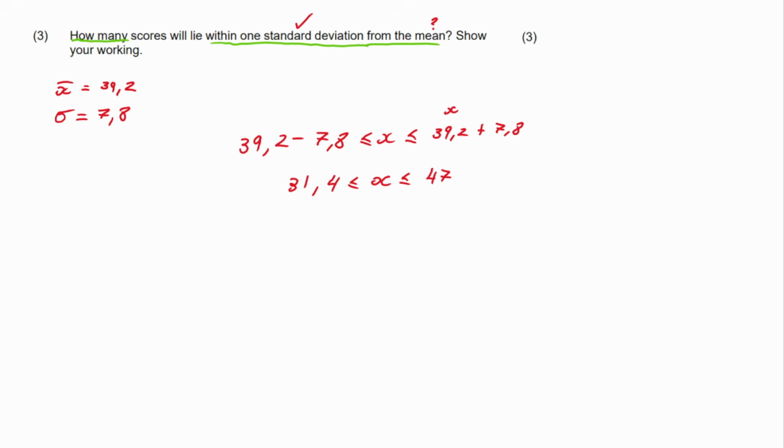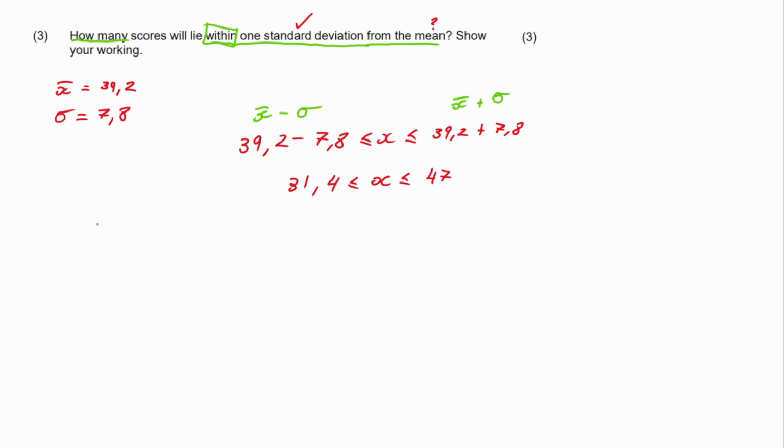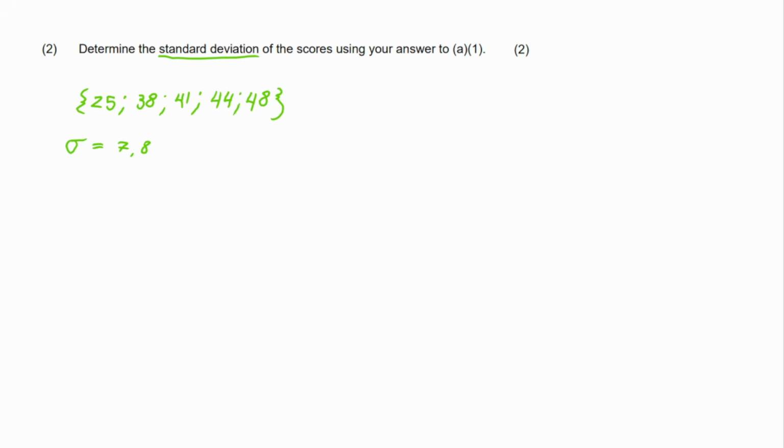So this is just the mean. Let me do this in another color. Over here, we just have the mean plus the standard deviation, and here we just have the mean minus the standard deviation. So we need to determine how many fall within. Important word here: how many fall within 31,4 to 47. So if we go back to our data, what falls in is just anything from 31,7.